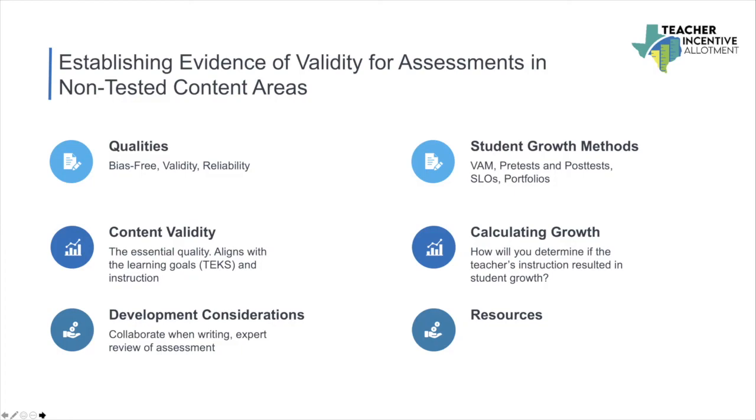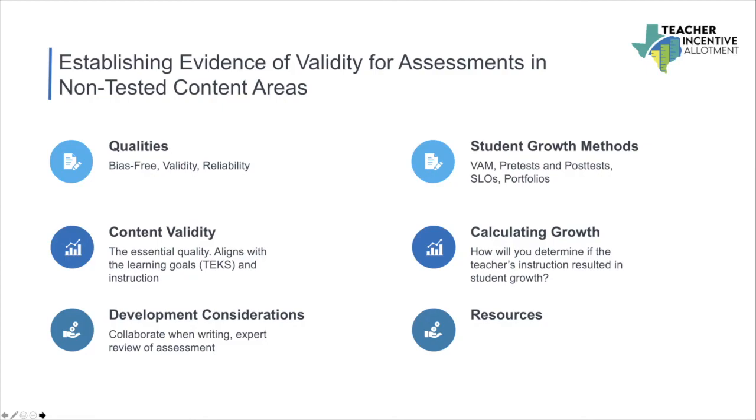We need to consider development of the assessments. You have to collaborate when writing where possible. You need to have expert review of assessments when possible. Student growth measures, depending on what assessment is being used, need to be considered. If you're going to be using a value-added measure, a pretest or posttest, or an SLO or portfolio needs to be considered. And when calculating growth, you need to figure out, how am I going to determine if a teacher's instruction actually resulted in student growth? There are a number of different metrics, and you can do some research on how to actually calculate those things.